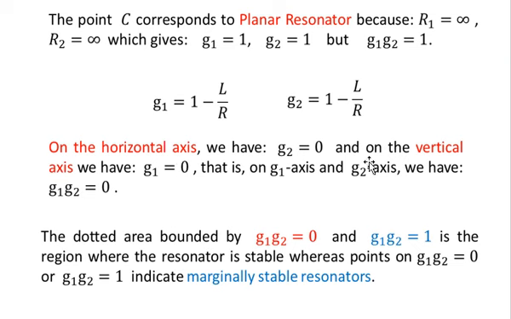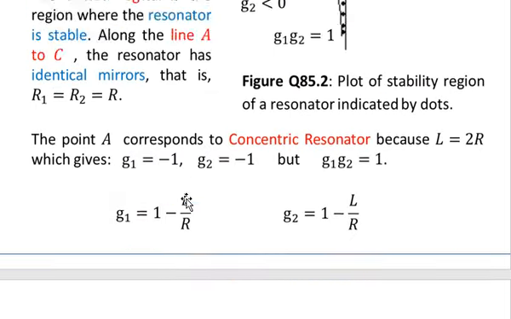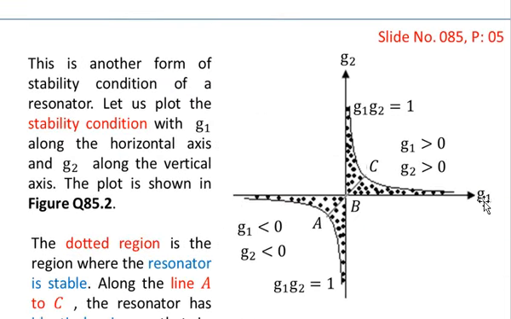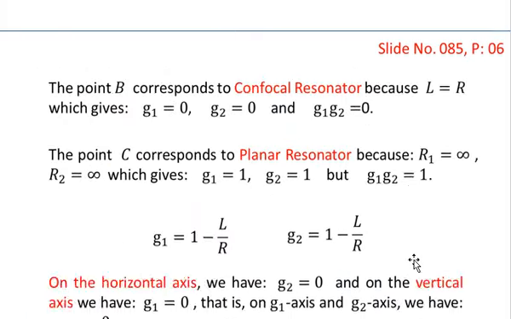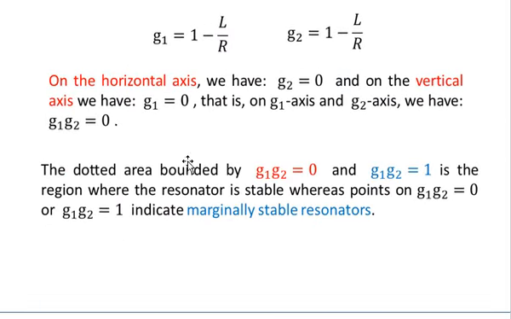On the horizontal axis, we have G2 is equal to 0, and on the vertical axis, we have G1 is equal to 0. That is obvious. That is, on the horizontal axis, which is represented by G1, the value of G2 is 0, and on the vertical axis represented by G2, the value of G1 is 0. Okay, that is, on the G1 axis and G2 axis, we have G1 multiplied by G2 is equal to 0. So on both axes, we have the product G1 G2 equal to 0, because one of them is equal to 0 and the other will be non-zero, but the product will be equal to 0.